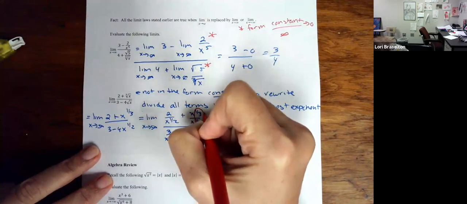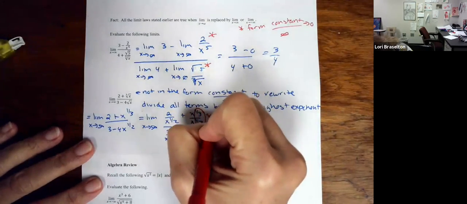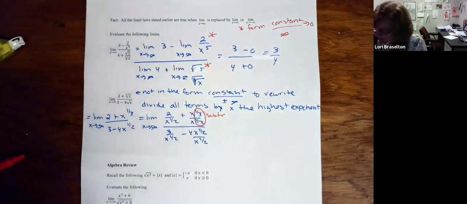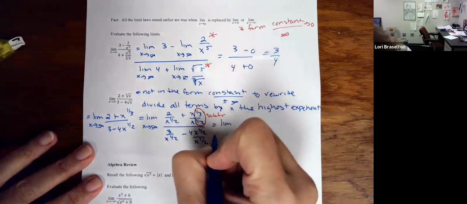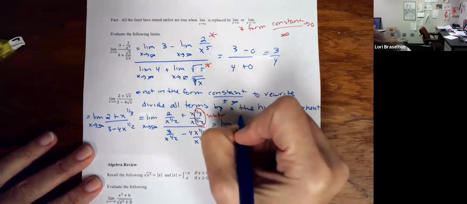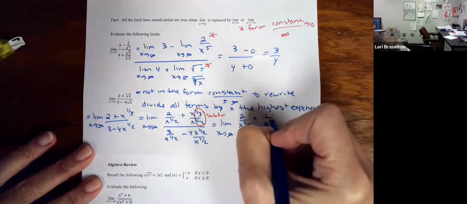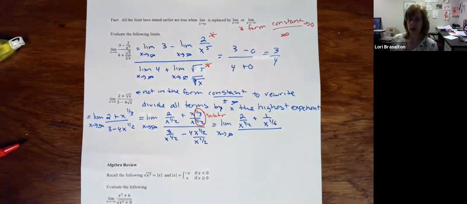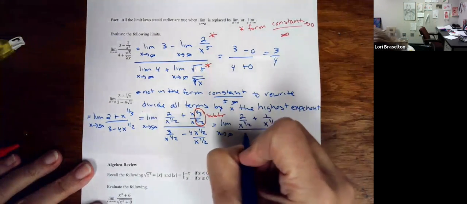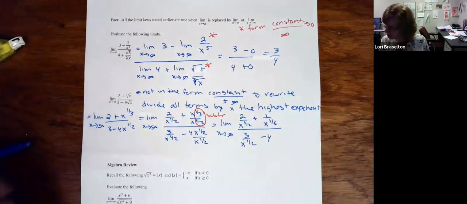remembering that in fractions, when I've got the same base and different exponents, I subtract my exponents. So simplifying this, I've now got the limit as x goes to infinity, 2 over x to the 1/2 plus 1 over x to the 1/6. 1/2 minus 1/3 is 1/6. And then that's going to be 3 over x to the 1/2 minus 4.